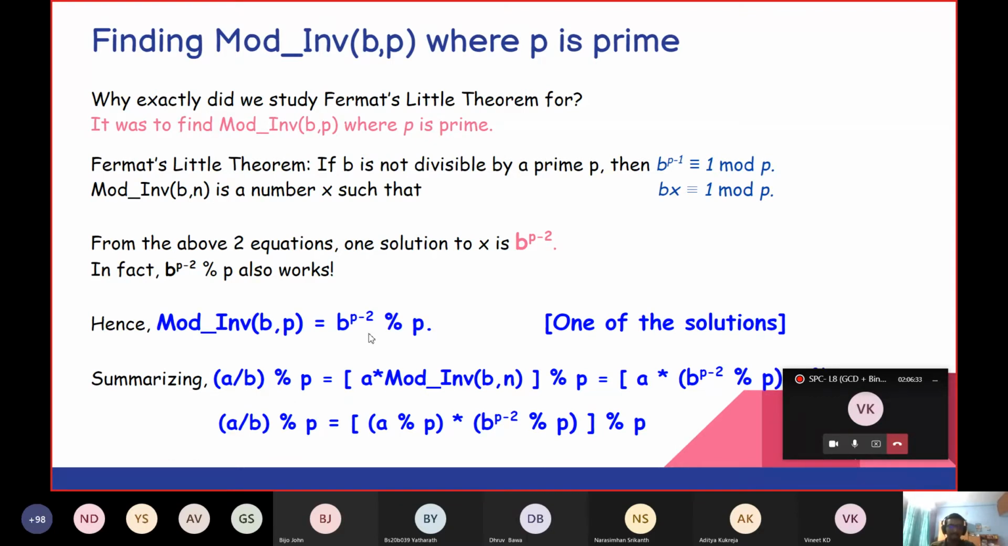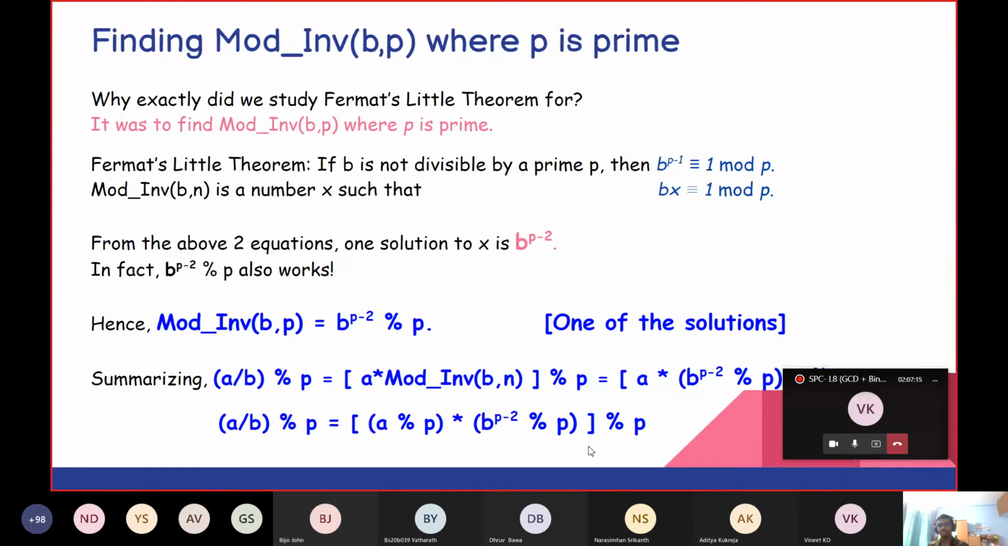Hence, mod inverse of B comma P is B power P minus 2 percentage P, one of the solutions. So I am summarizing all that I've done so far. If P is prime, and if I want to find A by B mod P, what can I do? I can do A into mod inverse of B comma n percentage P. We saw that in the previous slide. And in this slide, we found that it was going to be A into this value. And here we have A B mod P. So I'll write it as A mod P into B mod P whole mod P. So A by B percentage P got converted to a product. And once we got a product, we can nicely manipulate products like this. So this is what mod inverse is used for.